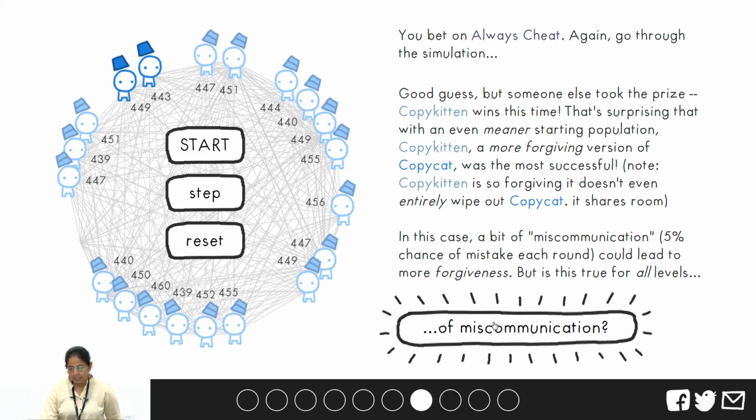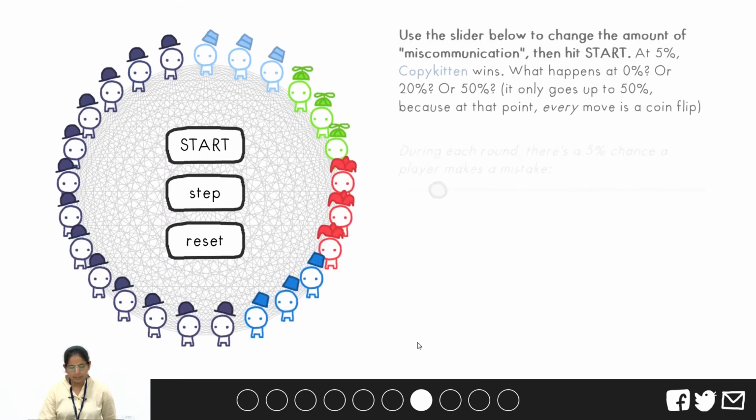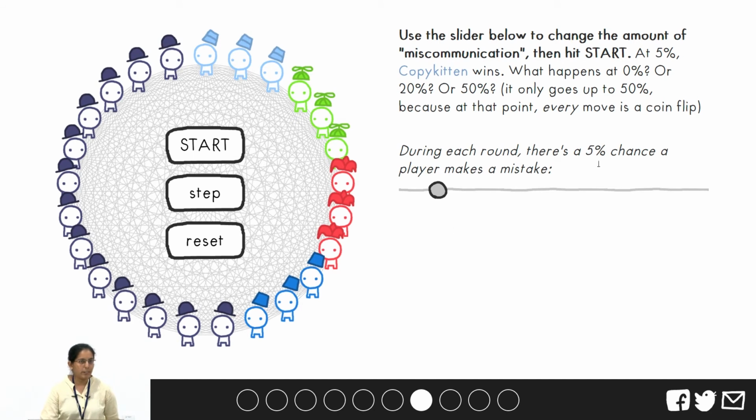But having said that, the one aspect that we have not tweaked here is the extent of randomness in the mistakes, right? All of this was in the context of a 5% chance of miscommunication. And it's interesting to see what happens when you vary this, right? It turns out that slightly different players end up coming out on top depending on the amount of errors there are in the environment.